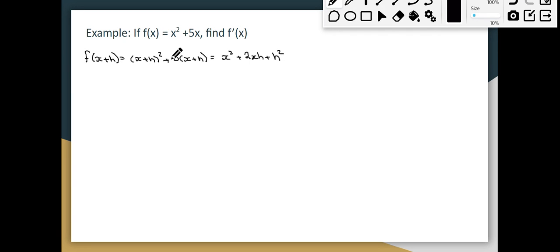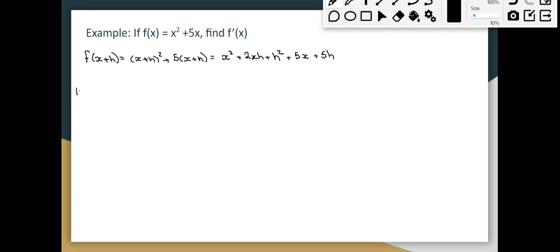Let's move this out of the way. Then we expand the 5 in, so we have plus 5x plus 5h. Take a look. Is there anything we can simplify? Nope, we have no like terms, nothing like that. So that's as far as we can get.